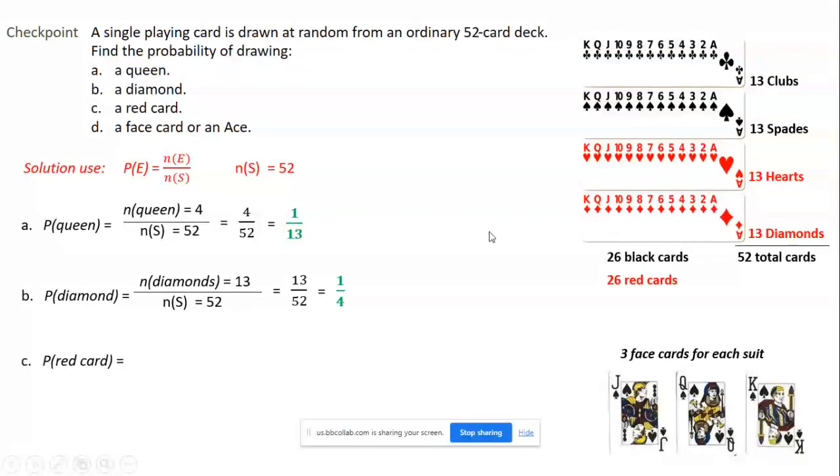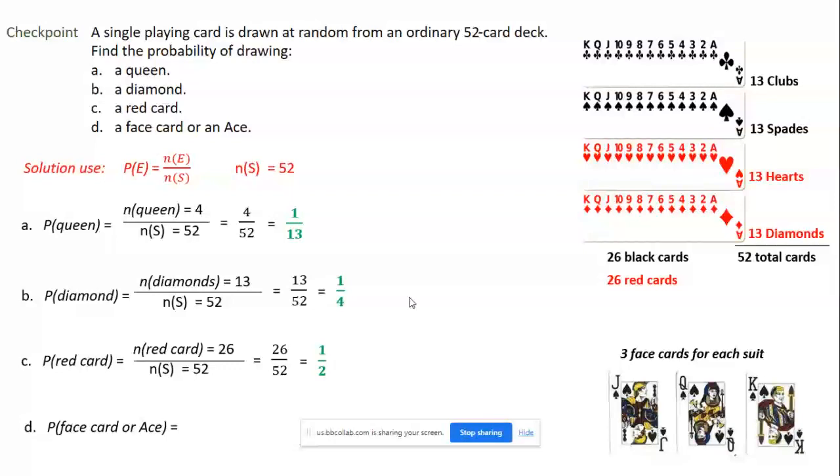Okay. So we see that there's 26 red cards. Okay, so that's my event. My sample space is 52 cards. So using the probability definition, the event over the sample space, which is 26 over 52, but this simplifies to 1/2, right? So hopefully you saw that the probability of me getting a red card, if there's only two colors, black or red, it's 50-50, right? It's a half that I can get a red card.